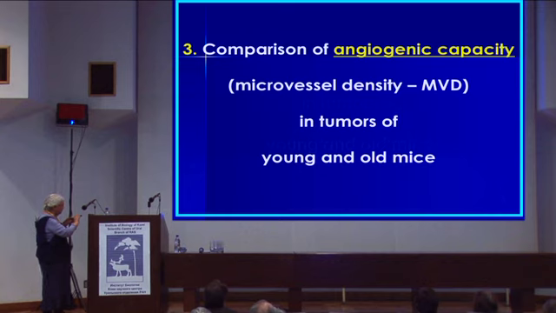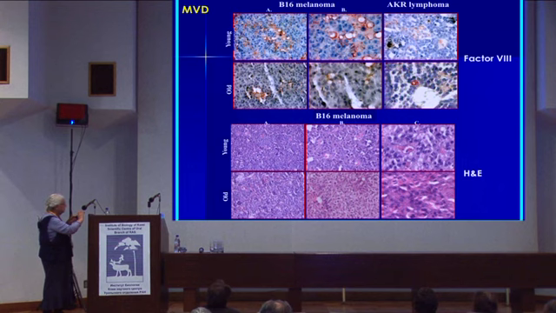We then compared angiogenesis according to microvessel density in tumors from young and old mice. And you can see in the factor VIII staining that vasculogenesis is more evident in young than in old mice.